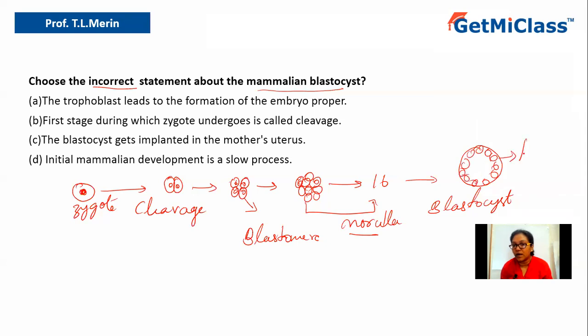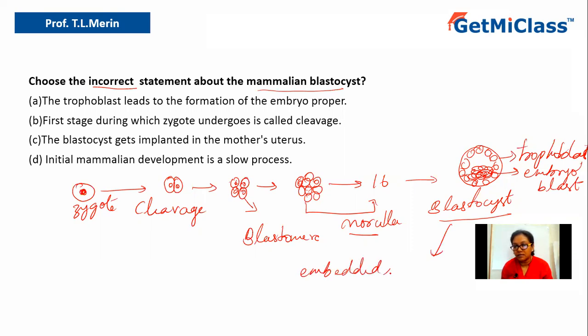This is the trophoblast, and it has an inner mass of cells, which is called the inner cell mass, or this is also called the embryoblast. Now, this entire structure is that stage which is called the blastocyst stage. At this stage, it gets embedded in the endometrium of the uterus.